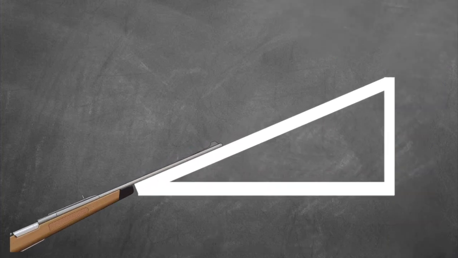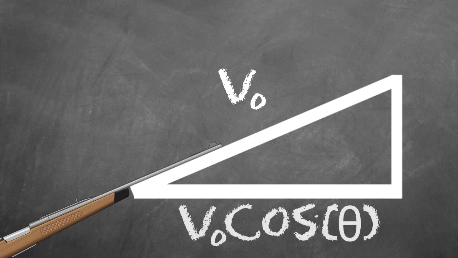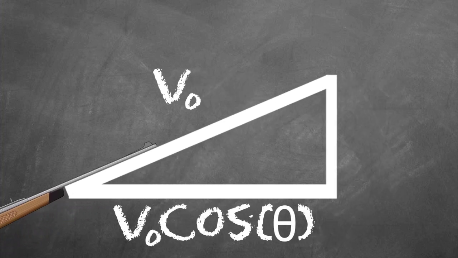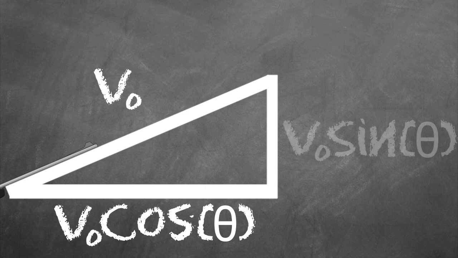In this next drawing, we have the gun. The firing velocity, which is also the initial velocity, is known as V0, which signifies the direction and magnitude of the bullet when it leaves the gun. Using trigonometry, we can calculate the x component of V0 is equal to V0 times cosine theta, and the y component is V0 times sine theta. These values will be important when we create our equations.